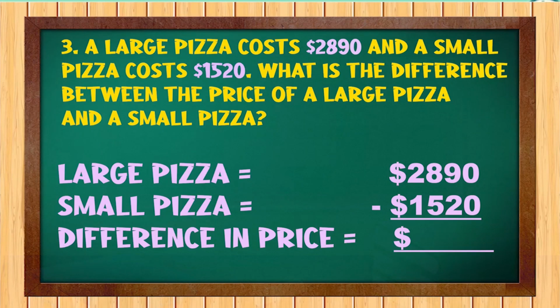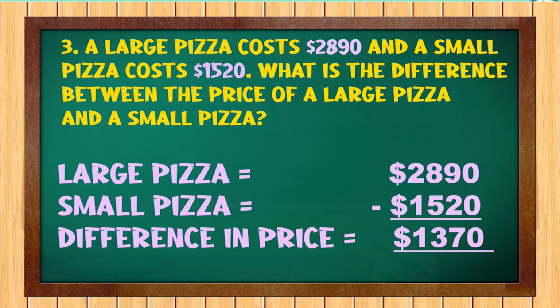So we have 2,890 minus 1,520. So let's go ahead and do our subtraction to find out what is the difference. So we have 0 from 0, we get 0. 2 from 9, we get 7. 5 from 8, we get 3. And 1 from 2, we get 1.